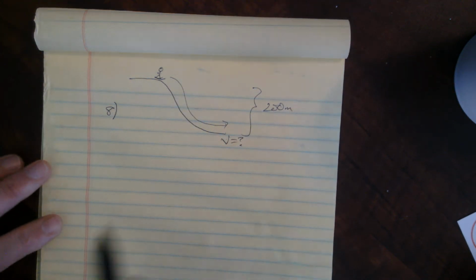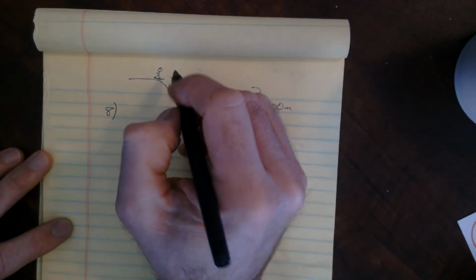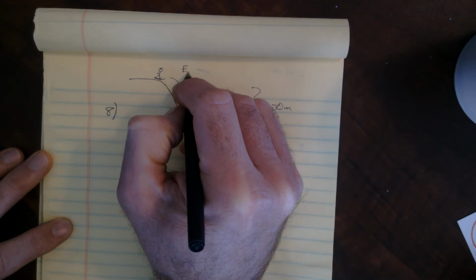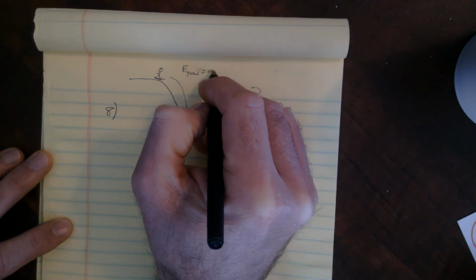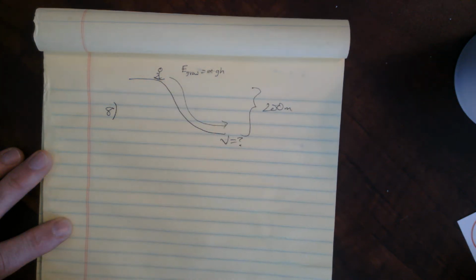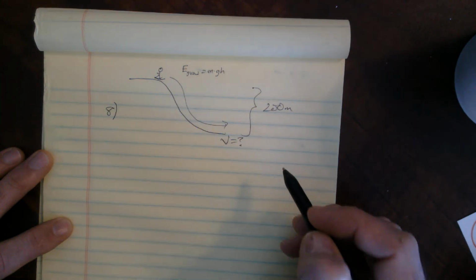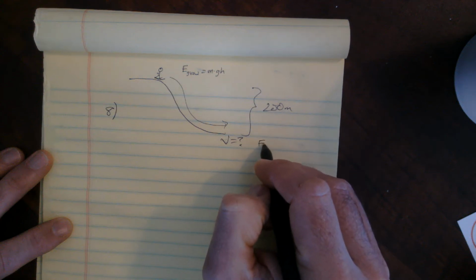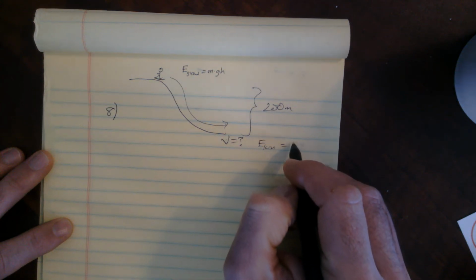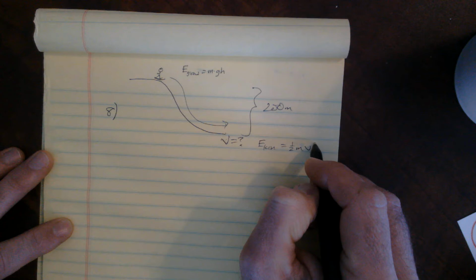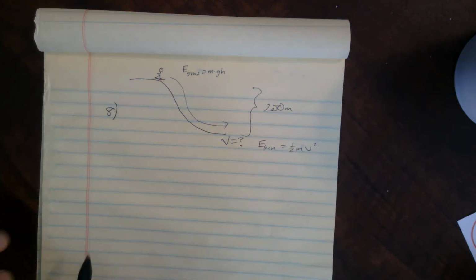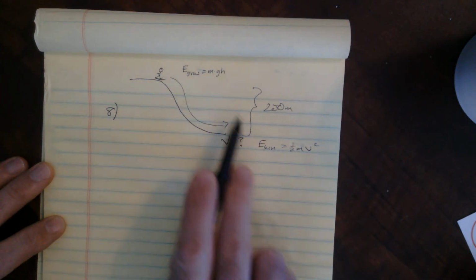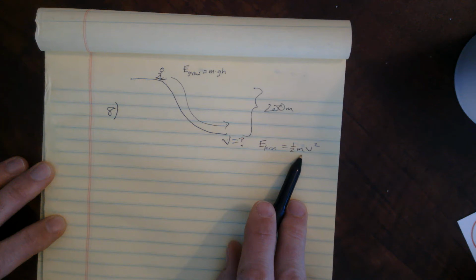What I do know is this. Based on our energy pie descriptions, at the top, his E grav is m times g times h. And if everything goes well, at the bottom, he's all E kinetic, which is 1/2 times m times v squared. Which means all of this energy should turn into all of that energy.